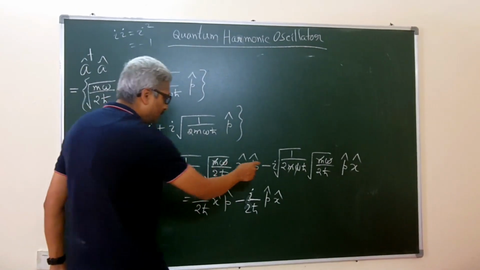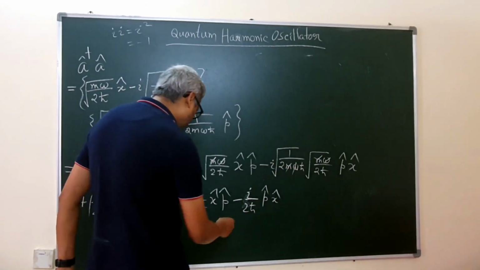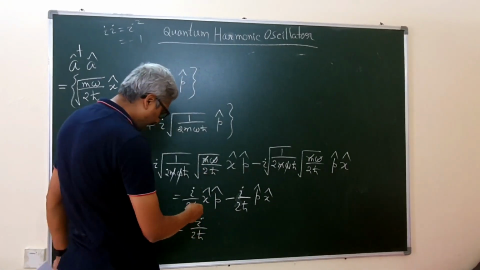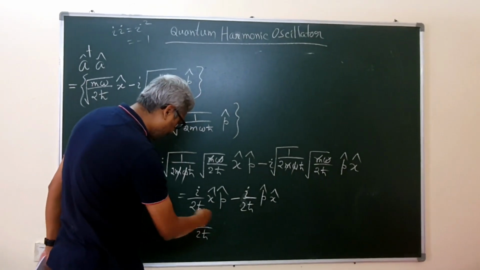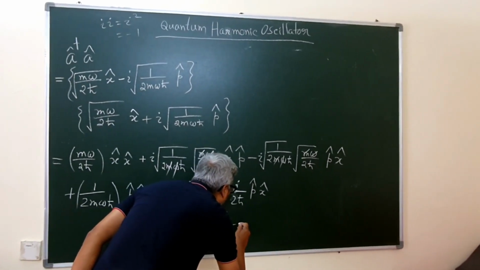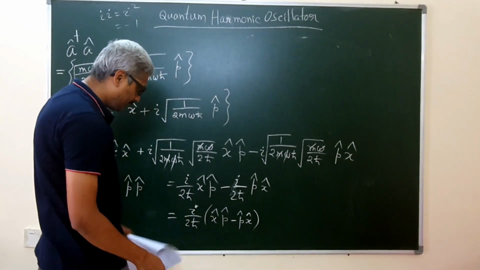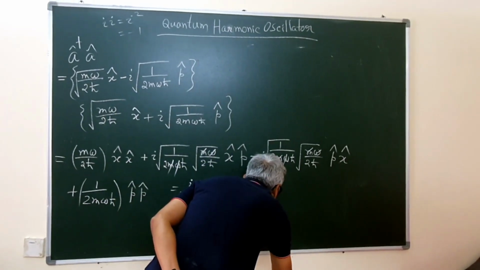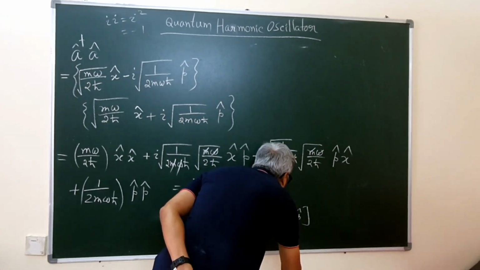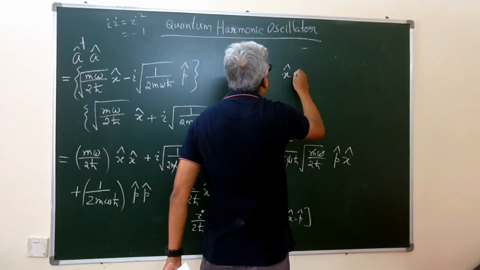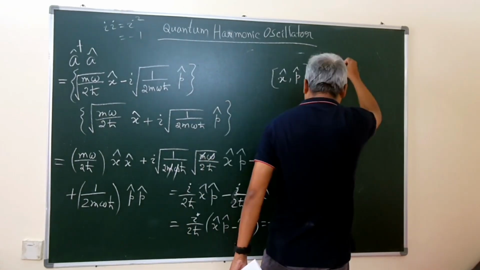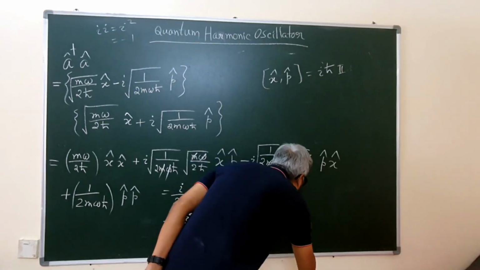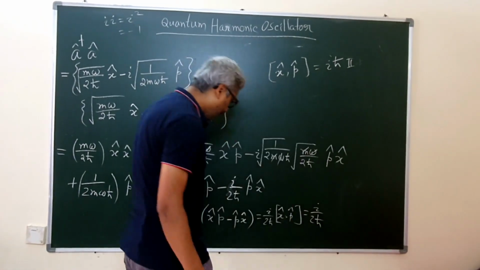So I am now focusing on these two terms only. I can take the constant factor i by twice h bar as common. Then I have xp minus px, and we know that this is the commutator between the two operators x and p. So this is equal to i by twice h bar times the commutator x comma p, and we know that the commutator x comma p equals i h bar. If you want, you can put an identity.